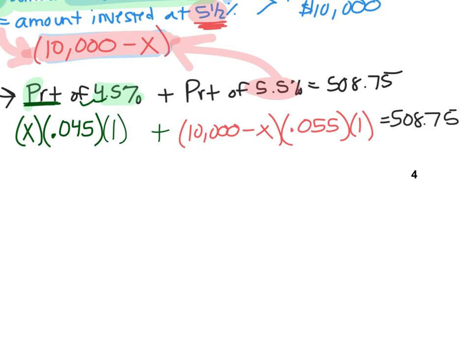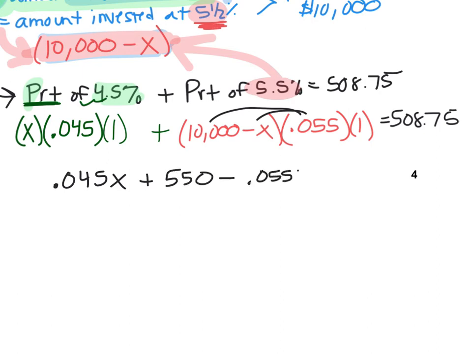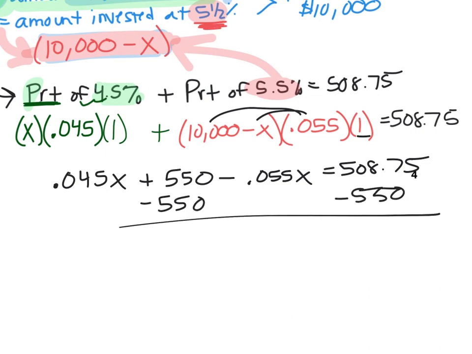So if we do that here, we would get 0.045x plus, and then here we would have to distribute. So 1, 2, 3, 4 zeros, so this would be 550 minus 0.055x, and then just times 1, so that doesn't change anything, equals 508.75. Combine our x values and simplify over, so I'm going to subtract this 550 here. That's going to result in a negative value over on my right side, but that's okay, because when we combine our x values, because we're subtracting this 0.055, that's also going to be negative. So that'll work each other out there.